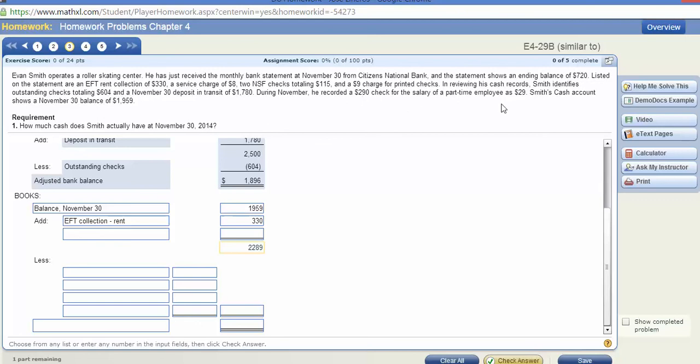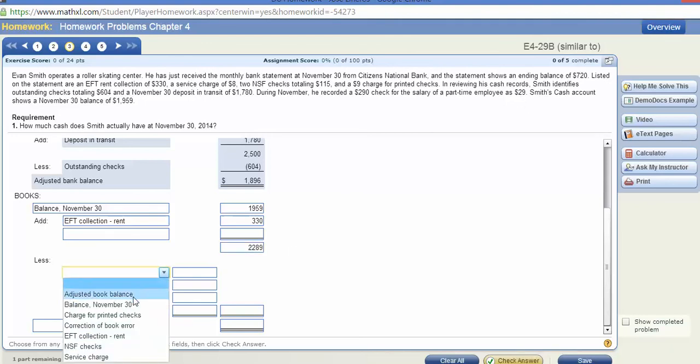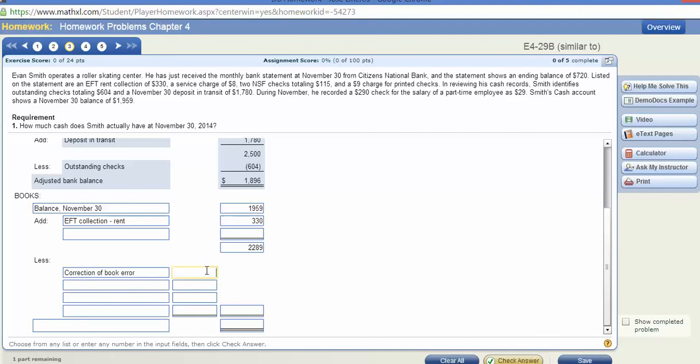If you take the 261 and add it to the 29, you get that. So let's go ahead and correct our error here. And this is correction of error, and the amount is 261. Okay, it's dropping this balance. Let me get it up.